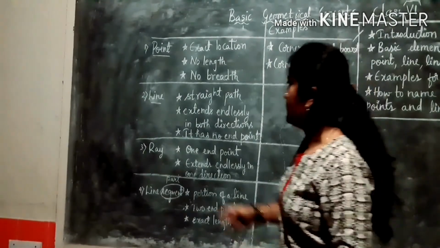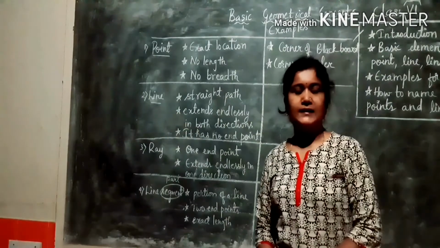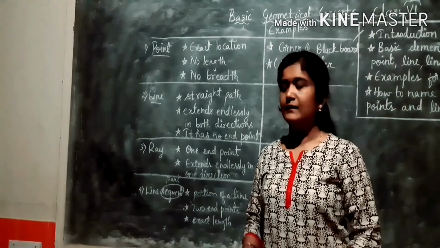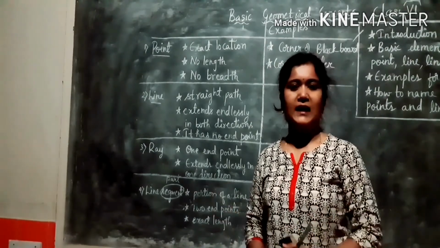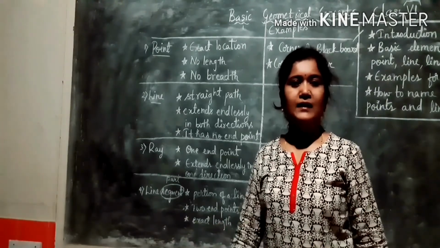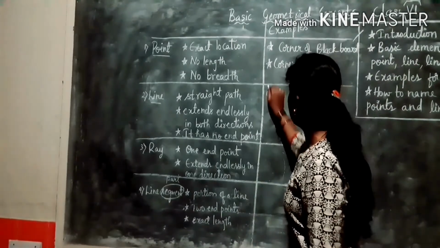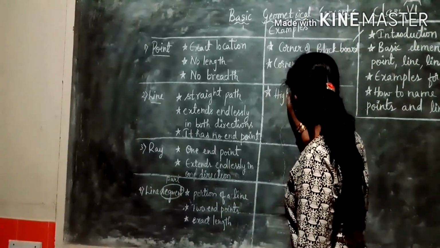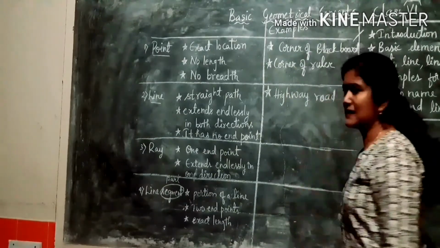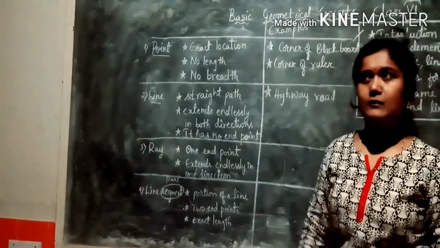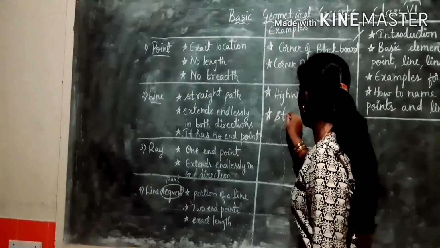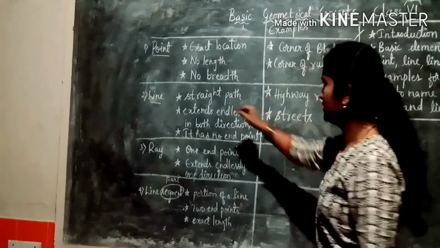Then example for a line. Children, you imagine that you are standing on the highway road and when you observe both the ends of the highway road, you can see the highway road is extending endlessly in both the directions. So I can write here as highway road. Same with the streets. You can see the long streets. So the streets also can be considered as the line.